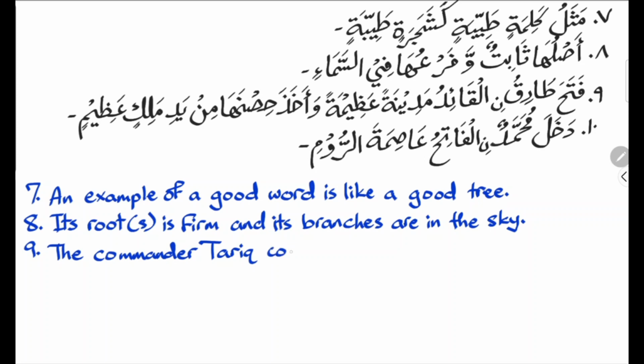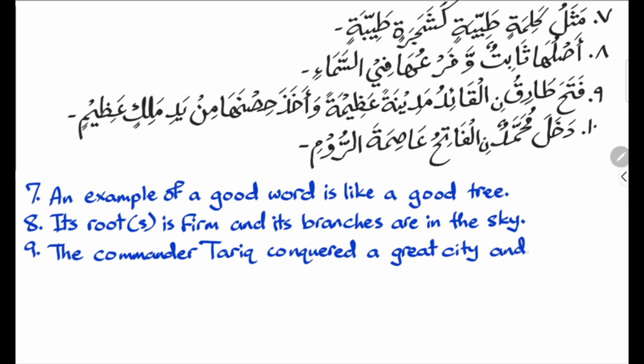فتح, conquered. What did he conquer? The مفعول is مدينة عظيمة. مدينة means city, عظيمة means great. Notice how عظيمة is supposed to be عظيما, but since مدينة has a round ta which makes it feminine and it's the موصوف, the صفة which is عظيمة is also getting a ta at the end to make it feminine in accordance with the موصوف. So the commander طارق conquered a great city, مدينة عظيمة.